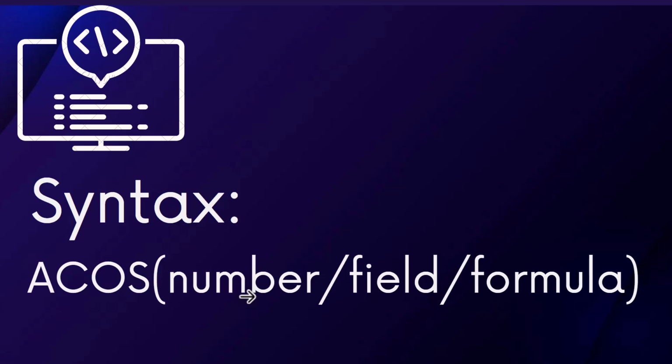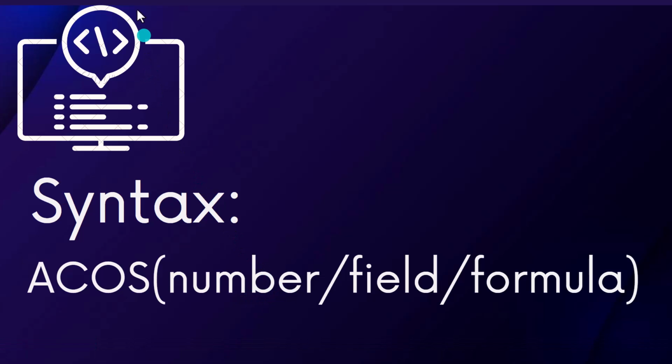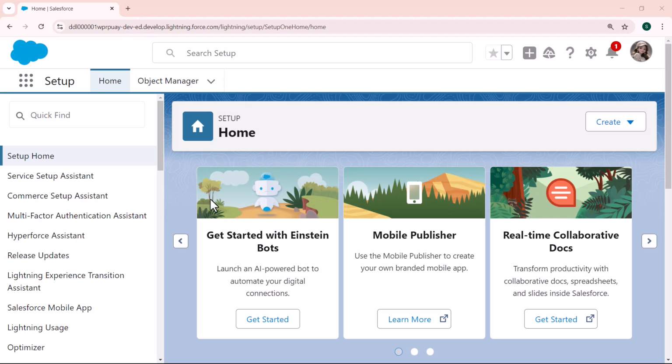So let's proceed and learn how we can use this ACOS function to calculate the inverse cosine value in Salesforce Lightning. Here I open my Salesforce account, and by default it is open in the Lightning edition. If you are not in the Lightning edition, then first switch to Lightning and then proceed.